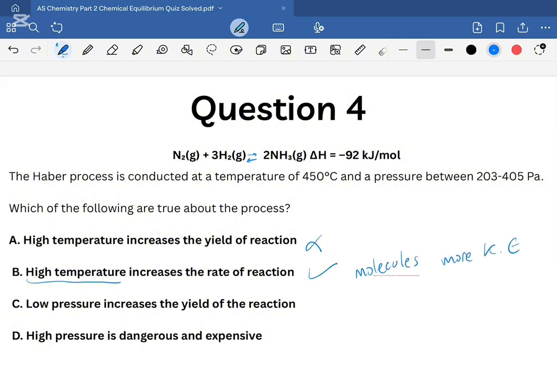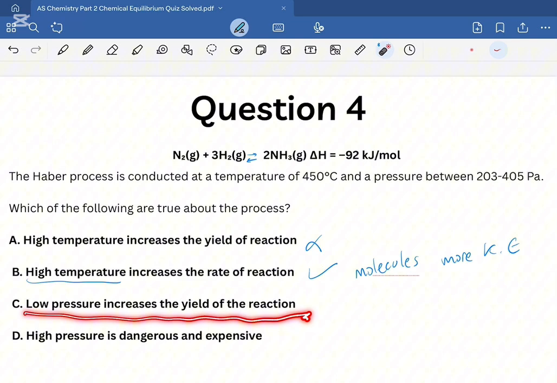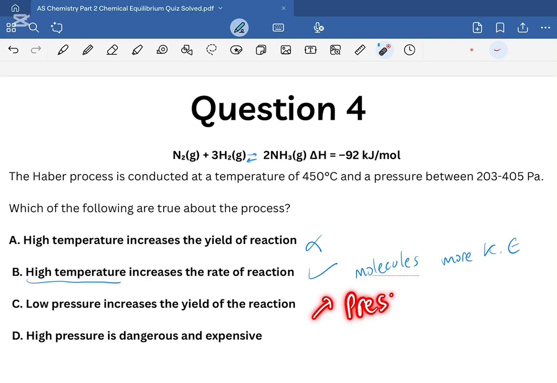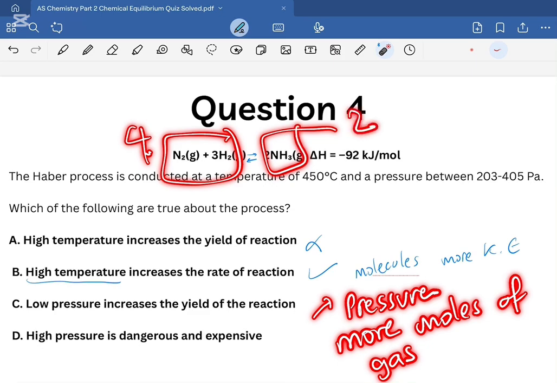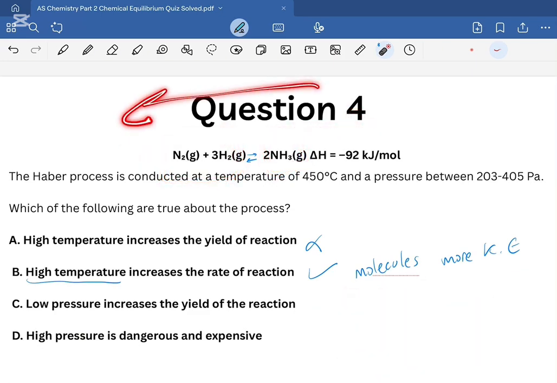Now let's go for the third one. So in the third one we have low pressure increases the yield of the reaction. So if we use a low pressure, then the system is going to increase the pressure by shifting to the side in which I have more moles of gas. So let's see, where do we have more moles of gas? Here I have 4 moles of gas, and here I have 2.